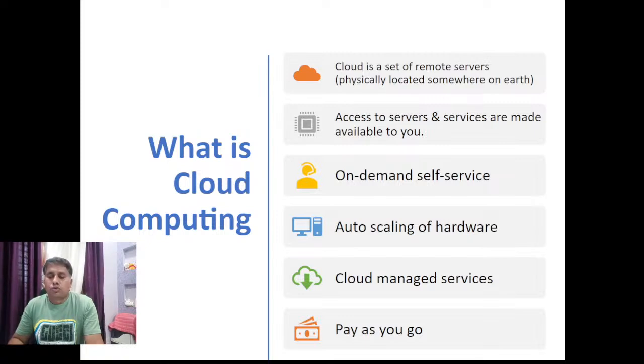Let me talk about a few more features of cloud computing. It is on-demand and self-service. Self-service is just like when you go to a restaurant for a buffet and there is a large variety of food. You can take a round, have a look at what different types of starters, salads, drinks and desserts are available, and put them on your plate as per your preference and choice, and enjoy the food, right?